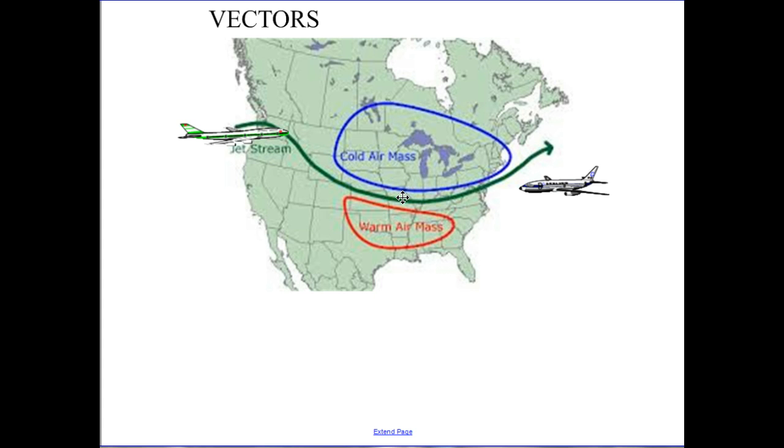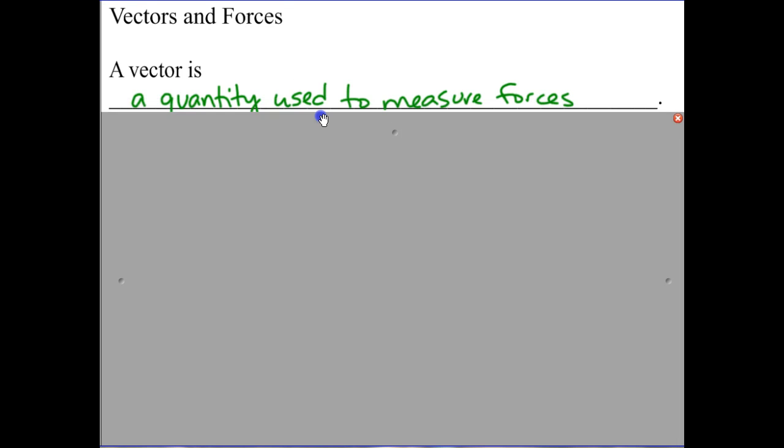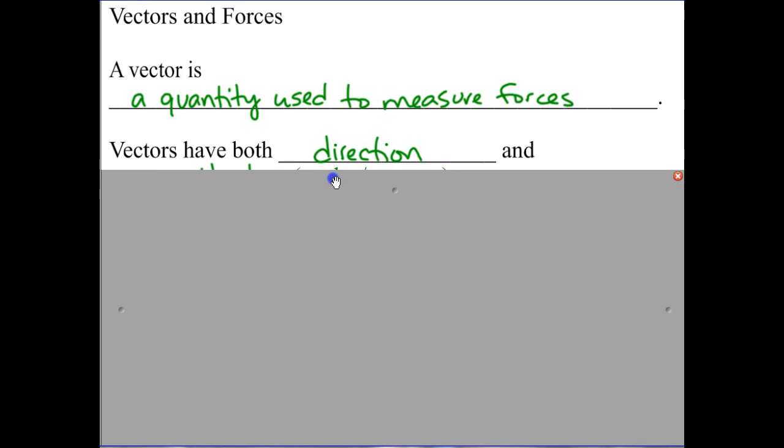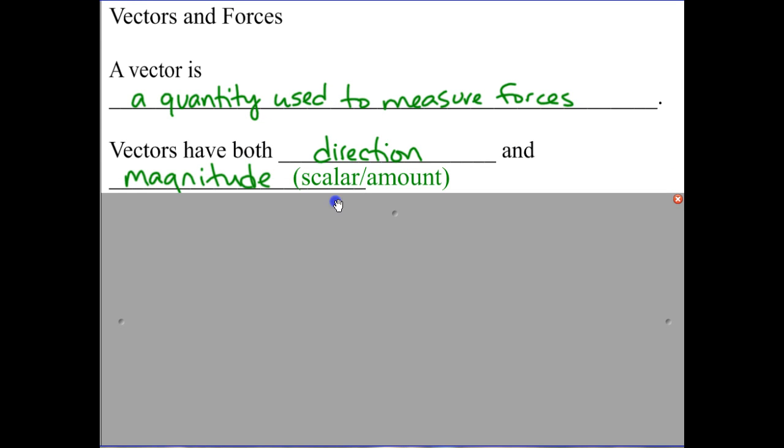Grab your companion sheet and let's fill in some definitions. First off, a vector. Well, a vector is simply a quantity used to measure forces. And if you remember from Despicable Me, if you saw that movie, a vector has two components: direction and magnitude. Obviously, direction is what it says. Magnitude is like the scalar, or the amount, how strong it is, basically.